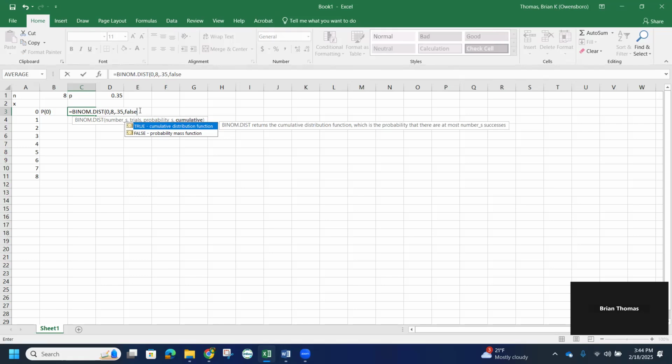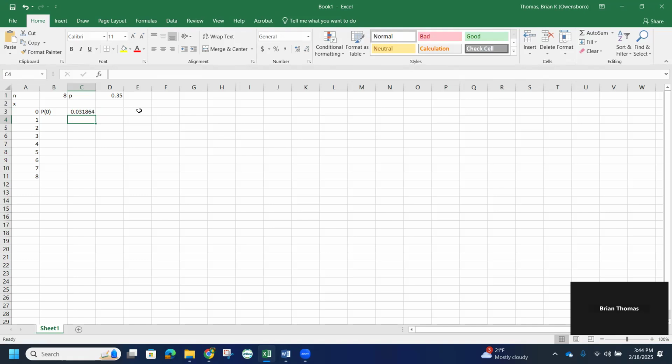FALSE, so we're not going to include that. So if we hit enter, it should give us our binomial probability. So it's saying about a 0.031 or 0.032 chance of that happening. So a little bit over a 3% chance of that happening. Now, what I can do is make a formula out of this.